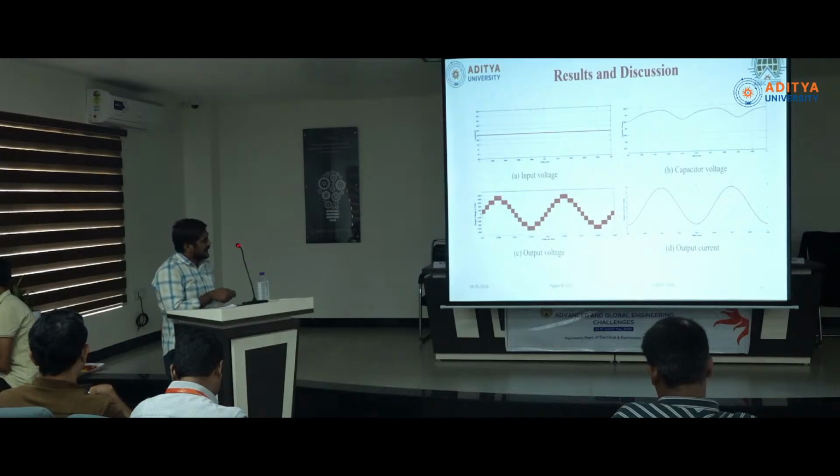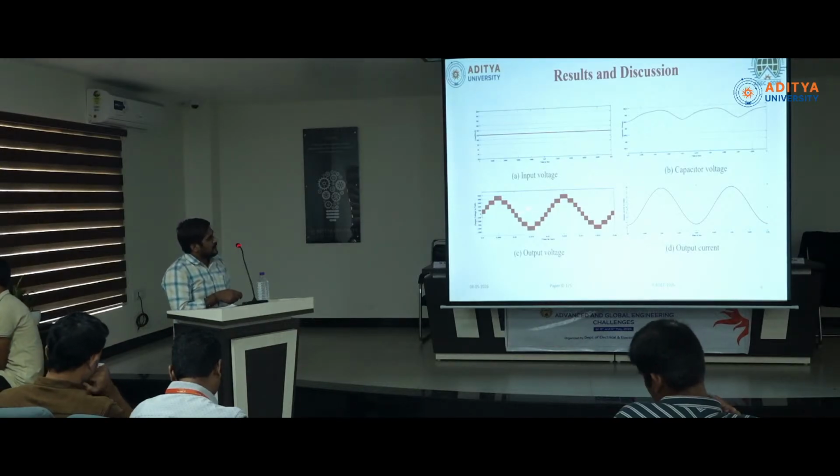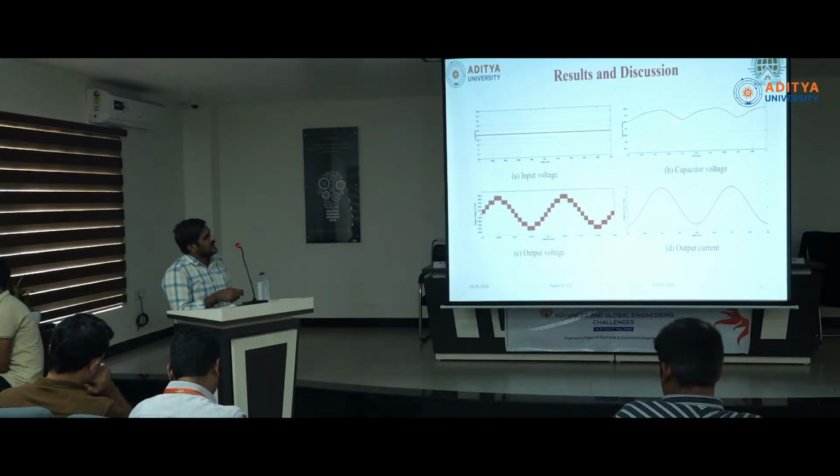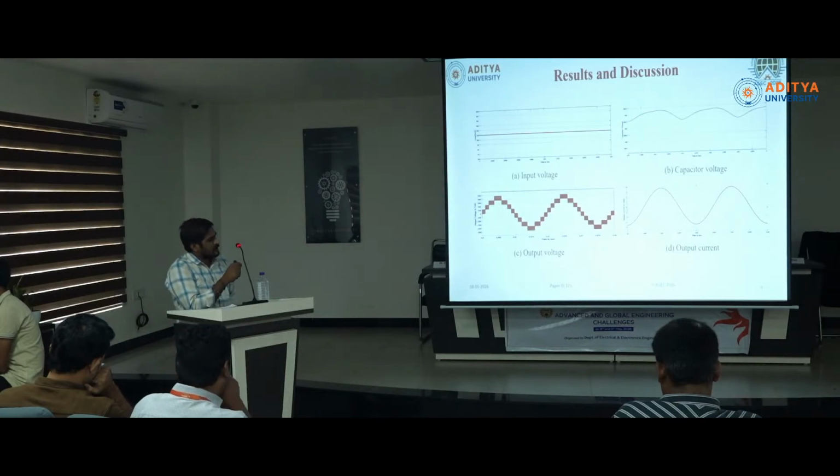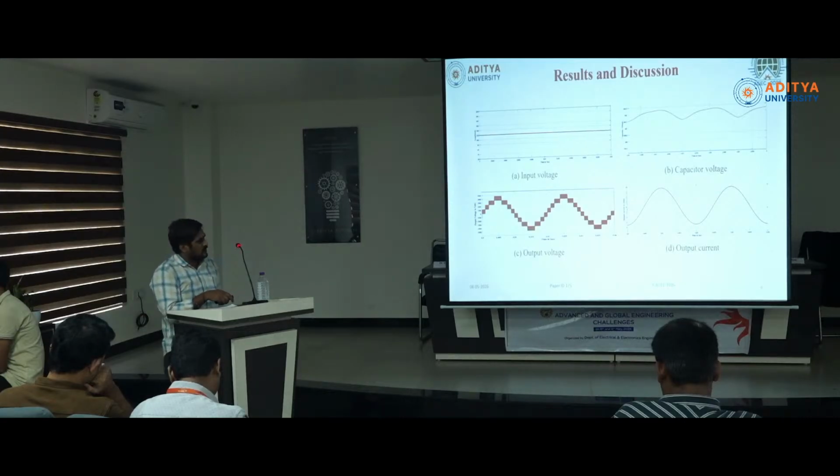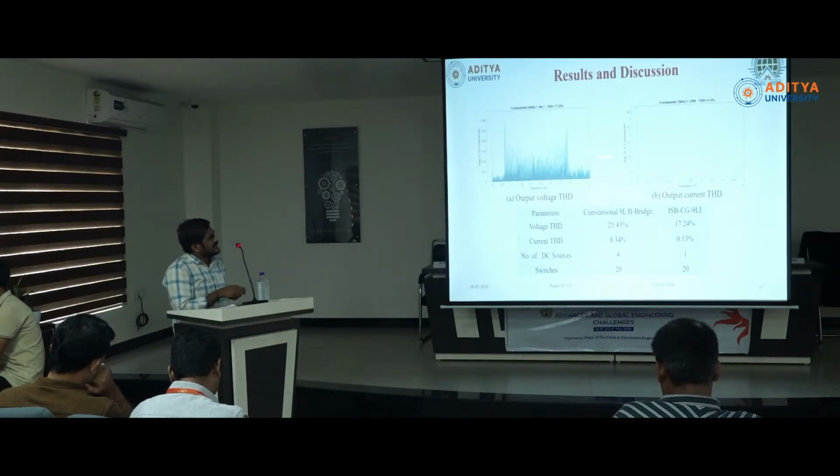This is the input voltage, and this is the output voltage. We can observe the 9 levels in the output, and this is the output current. This is the capacitor voltage. It is oscillating around 600 volts, actually 608 we can observe. In the output current, because we are considering a pure RL load, in addition to the RL load we are connecting a series inductor, that's why we get a smooth sinusoidal current in the output. And these are the THD performance of both voltage and current.